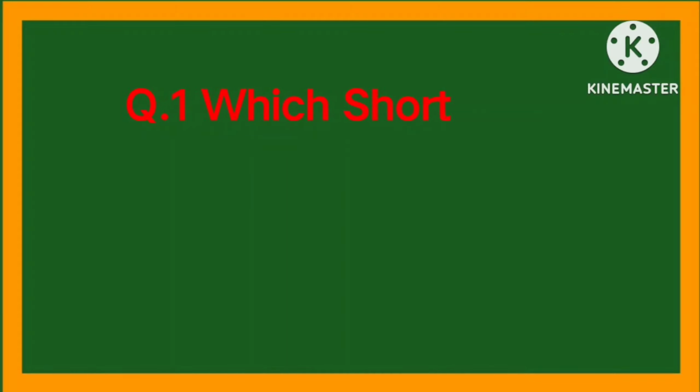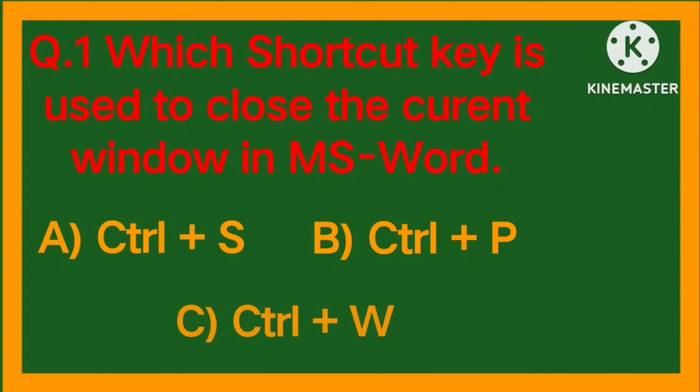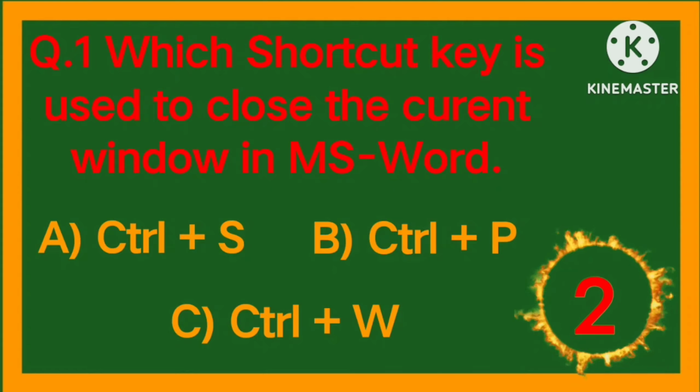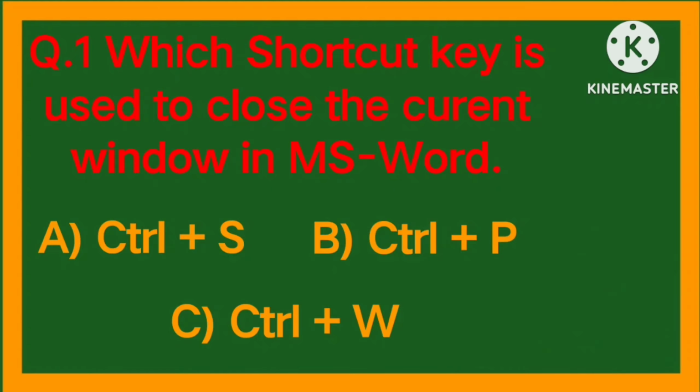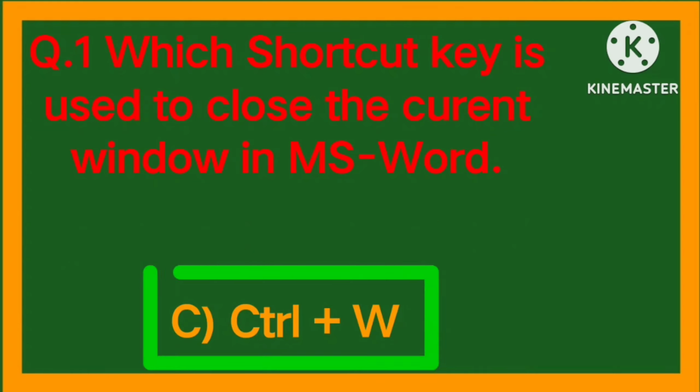Question number 1. Which shortcut key is used to close the current window in MS Word? Your option is A. Ctrl plus S. B. Ctrl plus P. C. Ctrl plus W. The correct option for this question is C. Ctrl plus W.